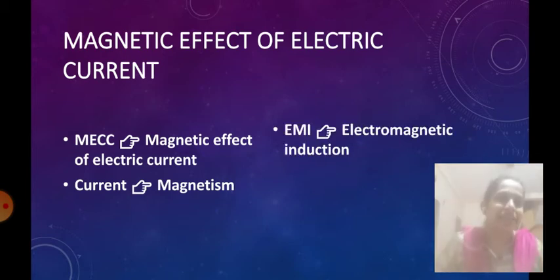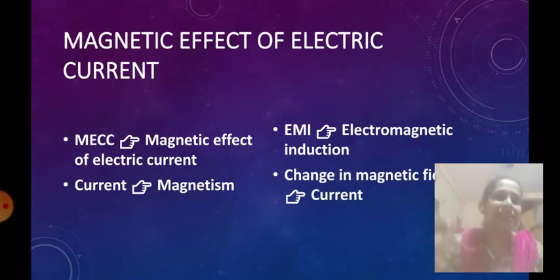Second one is electromagnetic induction. As I have told you, it is just the opposite of the magnetic effect of electric current. Here the current produces magnetism, whereas in this case, whenever there is a change in the magnetic field, current will be produced. Fine. So now let us see how this change in the magnetic field can produce current.